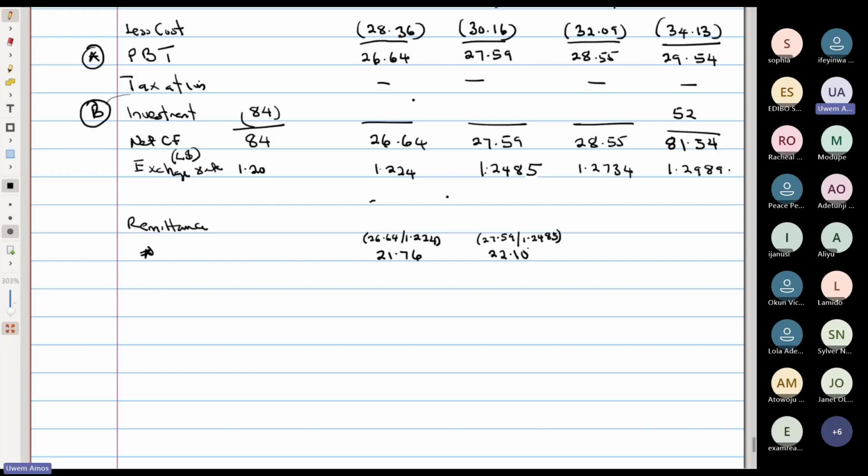28.55 divided by 1.2734. 22.42. We're keeping it to 2 decimal places. And then the next one, where we're concerned about the profits part right now first, 29.54 divided by 1.2989.